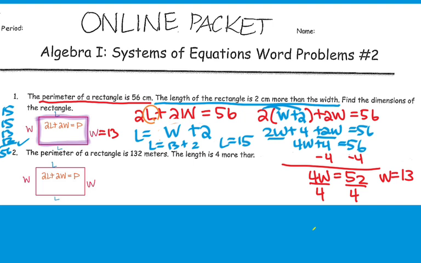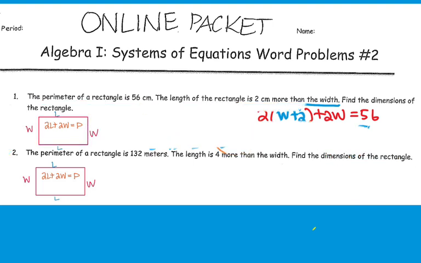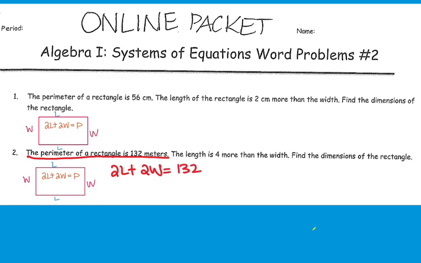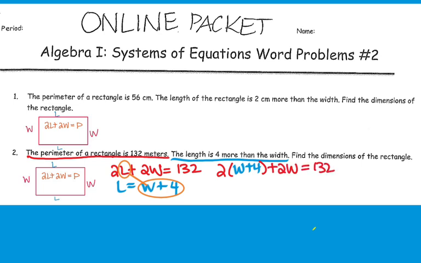Okay, let's look at number 2. Remember, you can always pause the videos if I'm going too fast. Number 2, we also did this one in class, but let's go ahead and review it again. 2 lengths plus 2 widths equals 132. In this case, the length is 4 more than the width. I substitute in, and then I solve using PEMDAS first, evaluating this expression.